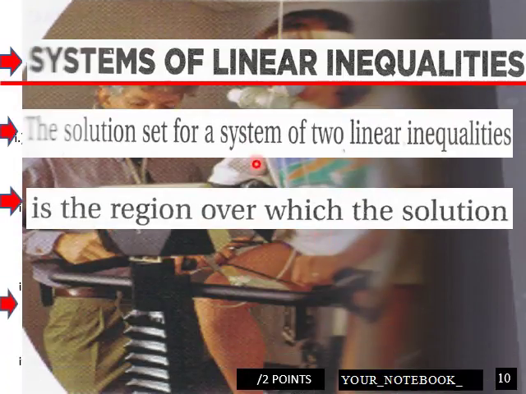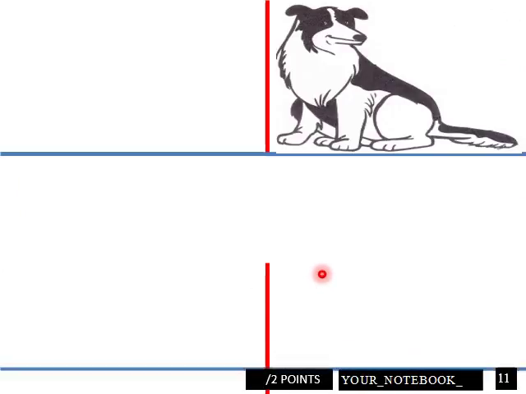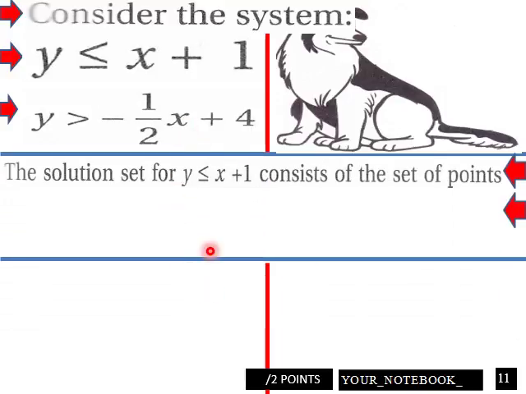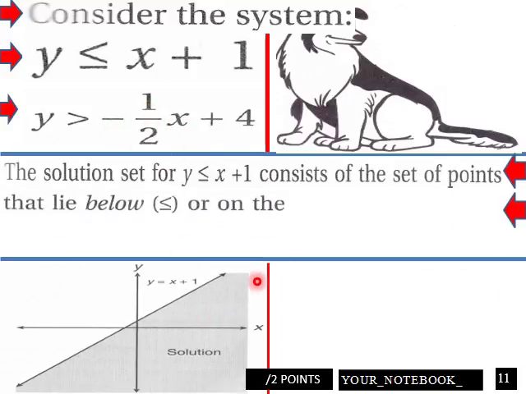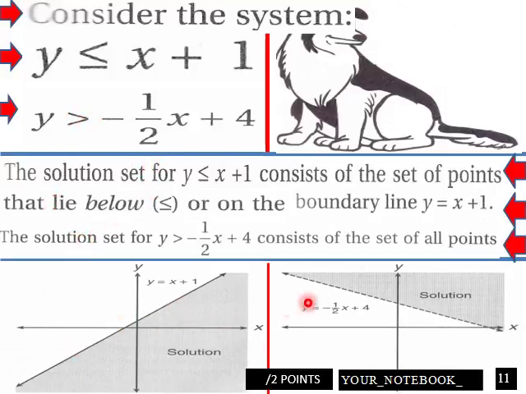System of linear inequalities. In this case, the solutions will overlap. Here are the two inequalities. Here's y equals x plus 1, and since it's less than or equal to, the line is solid. This one will have a dotted line, y equals negative 1/2 x plus 4. This is the line here.